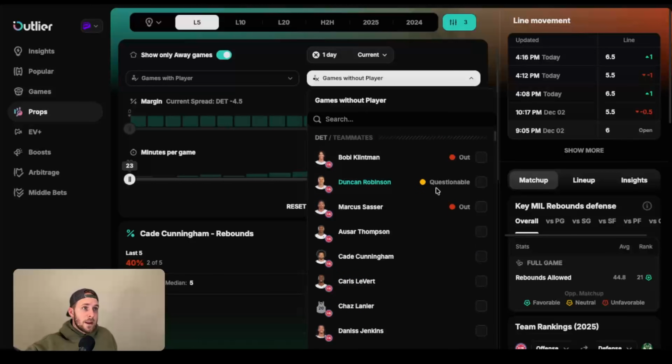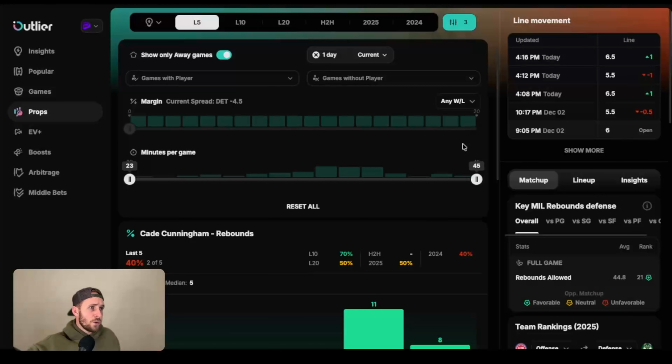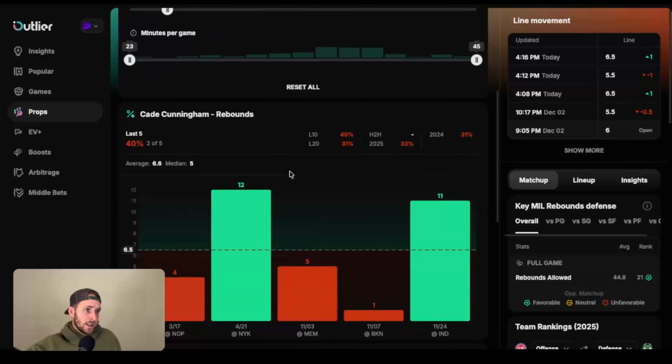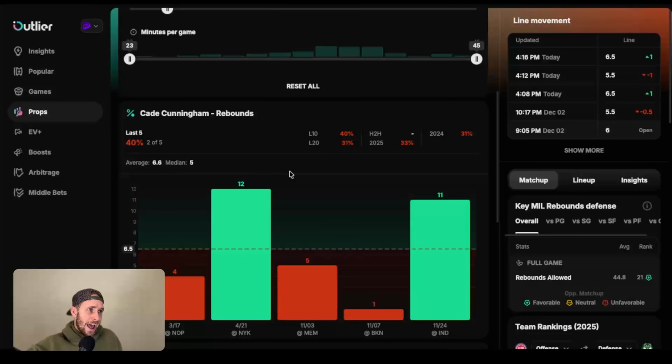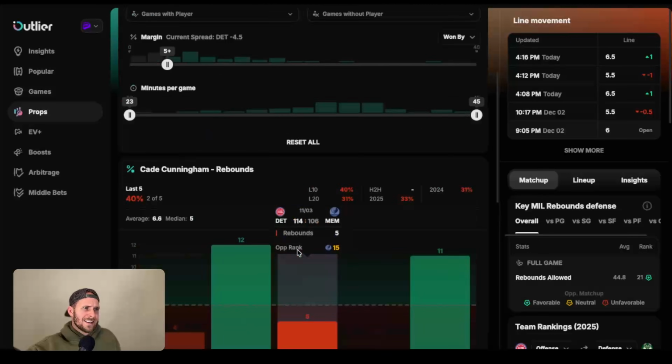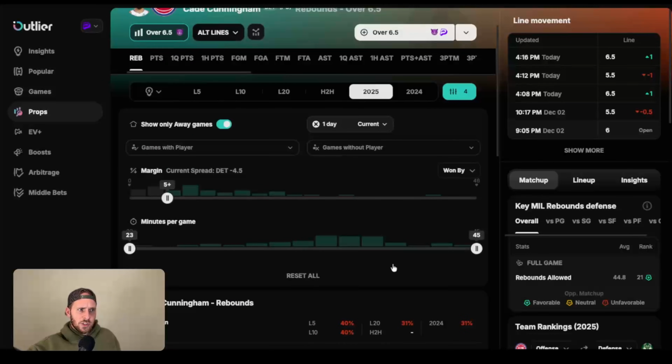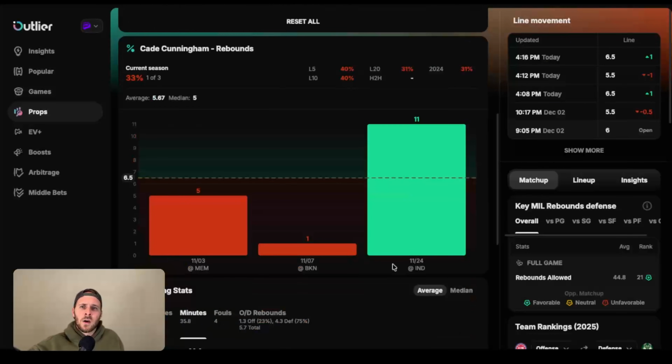See if there's any major injuries. Well, I don't see any major injuries to any starters, so I'm not going to use that filter. Right now, the spread is at 4.5 in favor of the Pistons. So let's say that they won by 5 points. Well, it's still at 2.5, but some of these games happened last season, so I actually want to go look at just the 2025 season. Well, now what you can see is that this is kind of a similar matchup, right?